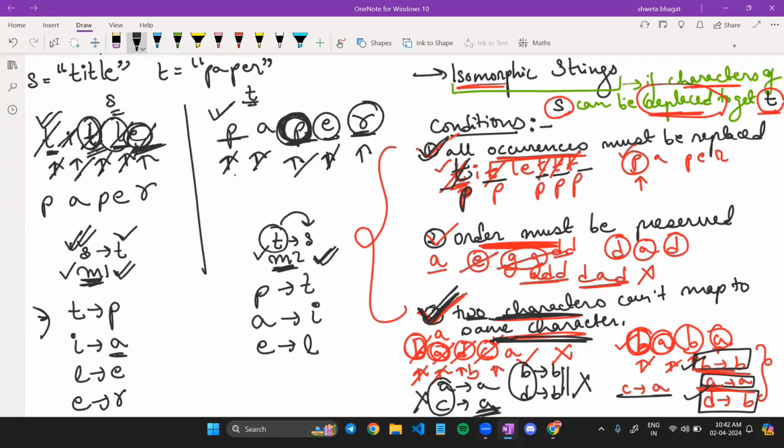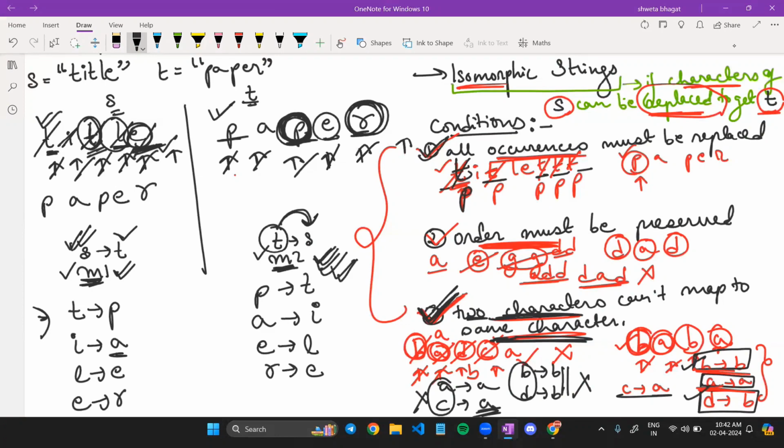Now we'll check, is this R present in our hash map? This R is not present in M2. So what does it mean? It means that this R was not mapped to any character of S. So we'll simply store R and we'll store E corresponding to it. Now we'll move our pointer forward.